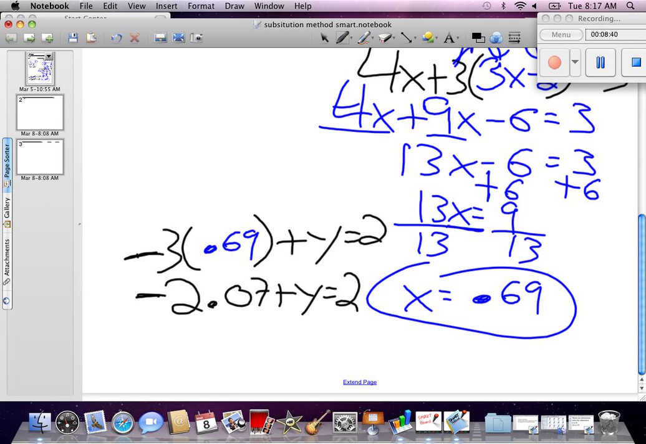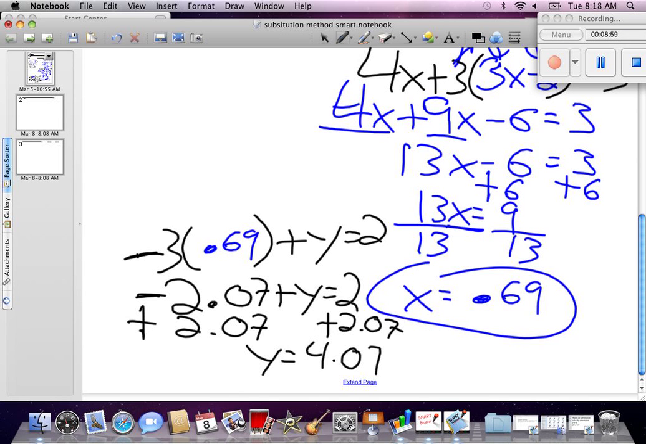And then, Jarek, what do I do? What do I do next to get y by itself? Subtract it. It's negative, so I want to make it a positive. Yeah. Positive 2.07 plus 2.07, so I get y equals 4.07. Yes. Okay, let me try it.